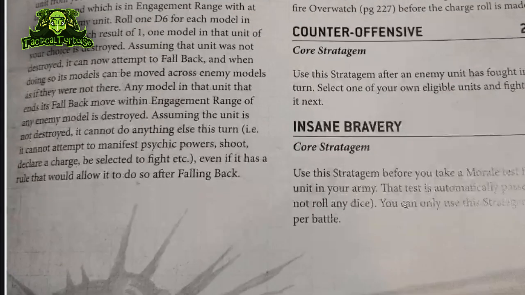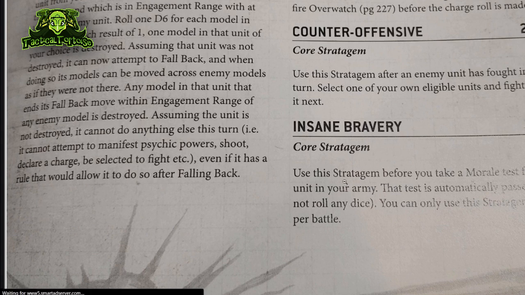Last but not least, the Insane Bravery stratagem has been changed from automatically passing a single morale test, the heart of which has not changed, to automatically passing a single morale test and only usable once per battle. This is a big deal because a lot of the missions require you to stay on the objectives for so long that being able to Insane Bravery a single OBSEC model onto an objective is a pretty big benefit.